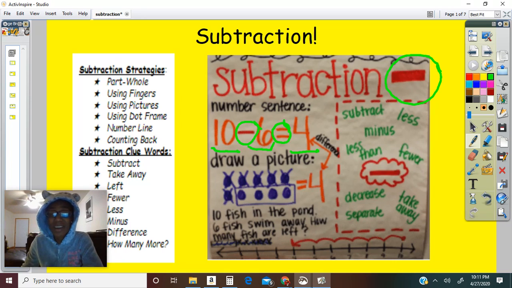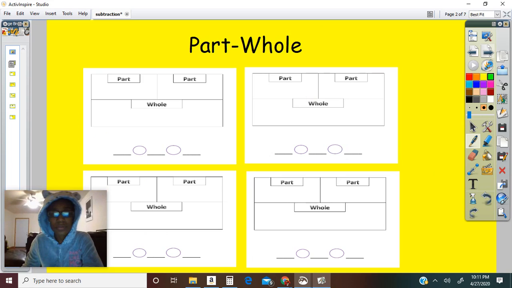So let's get started with our first strategy or way to help us solve the subtraction problem, which is part whole. Now, when we worked with addition, we worked with part whole, and we knew that a part plus another part put together makes a whole. Well, with subtraction, it's a little bit different. Subtraction helps us to start with our whole number, and then it takes away a part, which leaves us to wonder what our other part will be. So let's put it into numbers and see if we can figure it out.